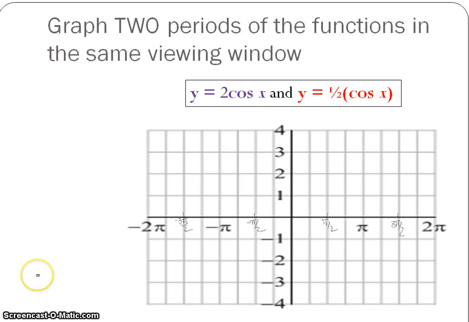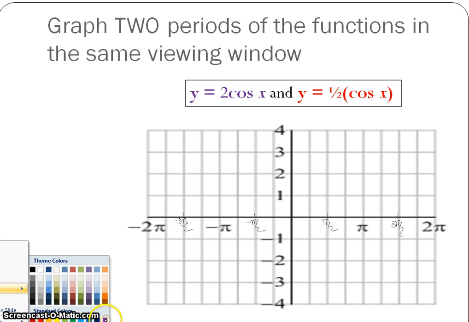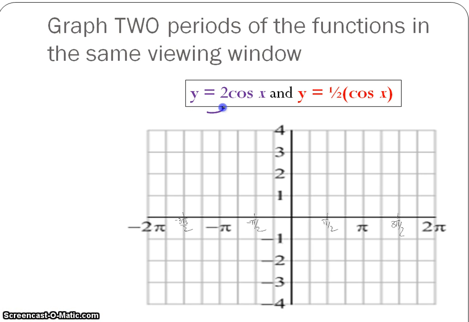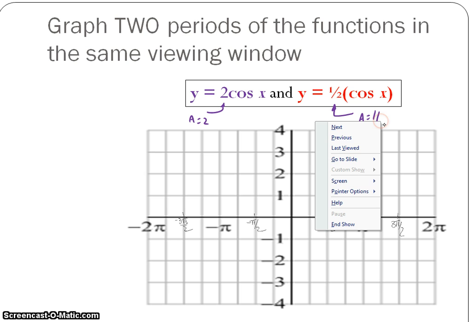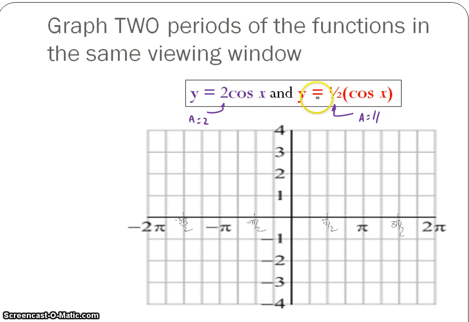Okay, so here we're going to graph these two functions. We're going to investigate what it looks like with the 2 or 1/2 in front. So really what it is, is a difference in amplitudes. For the first cosine function, your amplitude, your a value, is 2, and for the second one, our a value is 1/2. I'm going to go ahead and graph the two of them, one in purple and one in red, so we can distinguish.